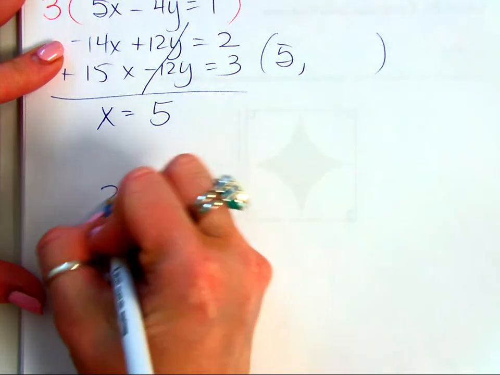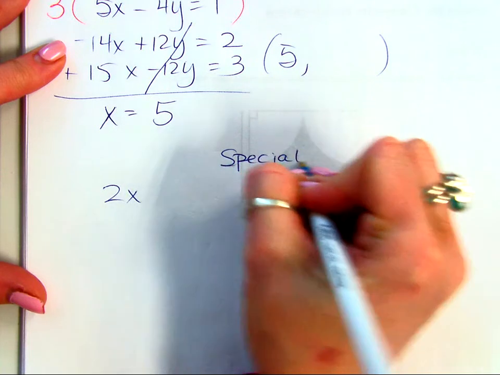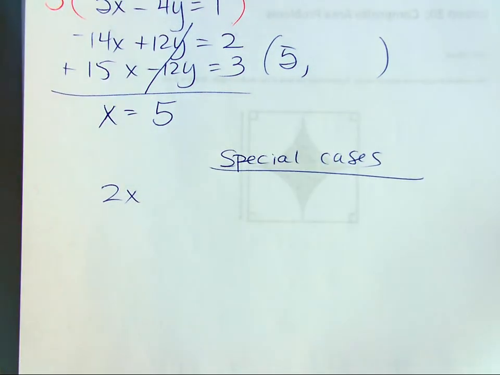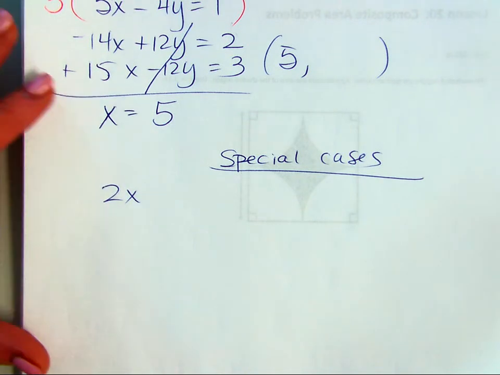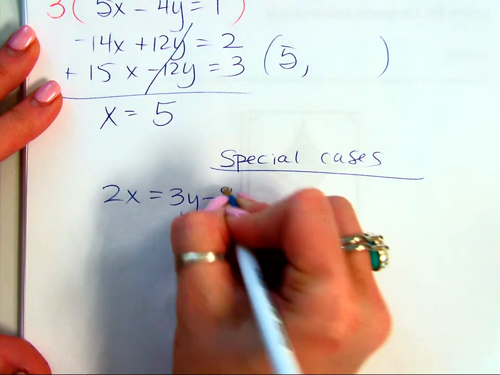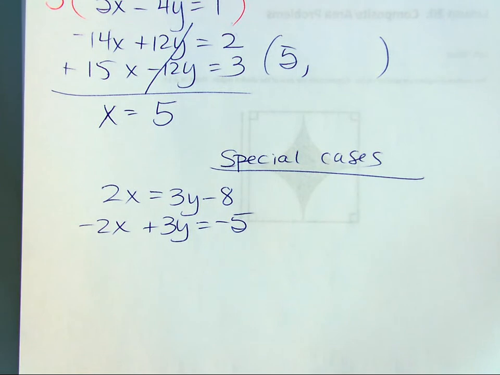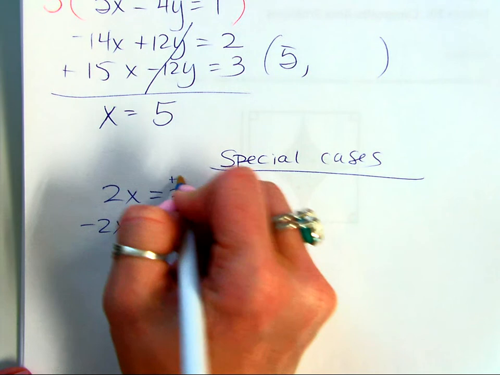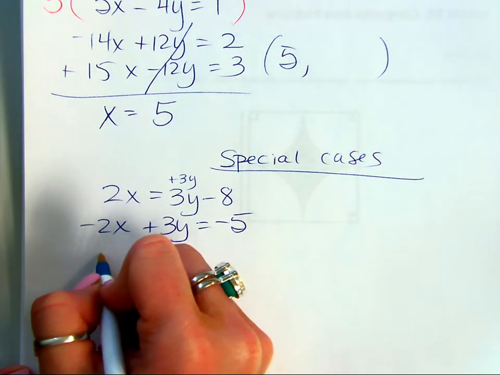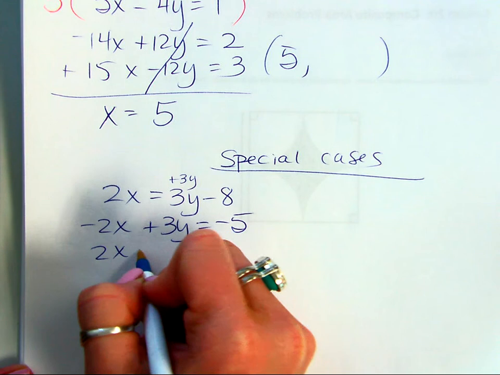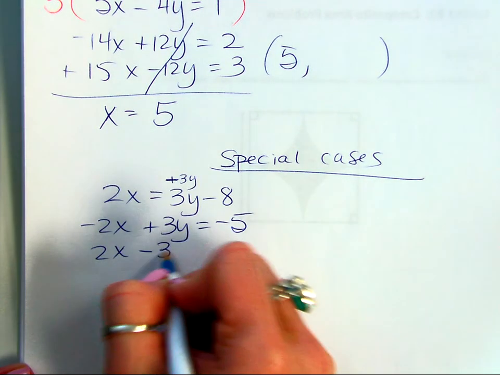All right, ready for this one. These are called special cases because we know that you can have lines that never intersect, and we know that you can have lines that intersect everywhere. Okay? So 2x equals 3y minus 8, and negative 2x plus 3y equals negative 5. So, first of all, something's off. It's not in the form we need it to be. So let's just do a quick little plus 3y, right? Yes. So when I do that, I'm going to have a 2x here. I'm sorry, we're going to subtract. A minus 3y equals that.